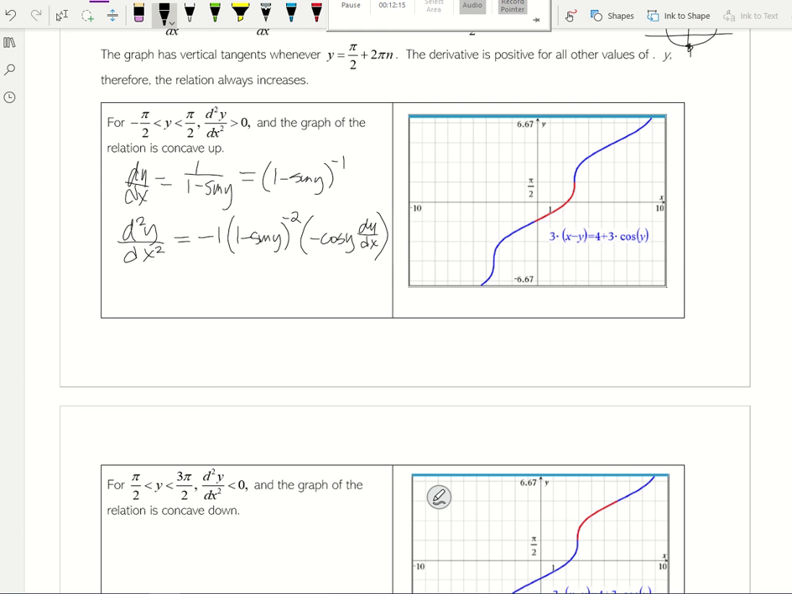Have you seen this before? What you're going to do is substitute your answer for dy/dx in there. You have to do that for concavity. Concavity is all of that stuff. So it's good and it's bad, whatever.